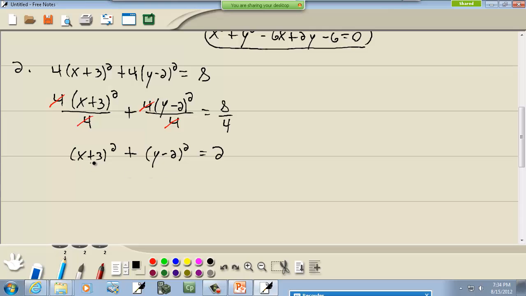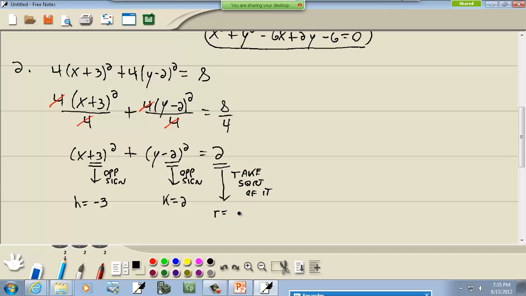Now once you got it in the standard form, this is going to be your h. Whatever number is with your x is always your h, and it's going to be opposite sign. So h is going to equal negative 3. Whatever number is with your y is going to be your k, and it's going to be opposite sign. So k is going to equal 2. And this is going to be our r, and what we do is whatever number is there, we take the square root of it. So r is going to equal the square root of 2.